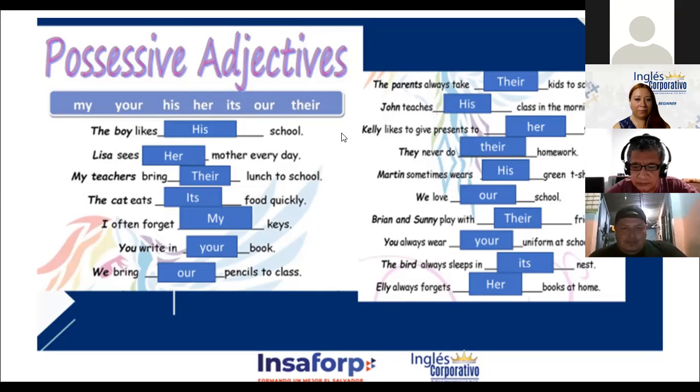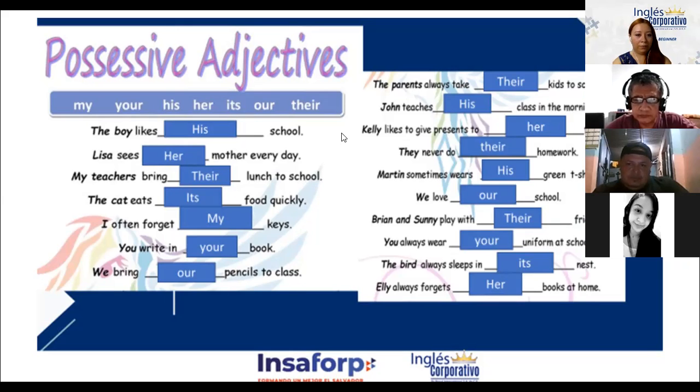Who else do we see here? Let's see. Janet Guadalupe. You always wear your uniform at school. Thank you very much. Who has not participated yet? ¿Quién no ha participado todavía? Veamos, Pablo Portillo ya participó. No, aún no. Ok, please, Pablo.